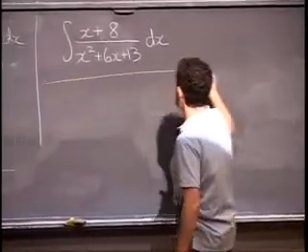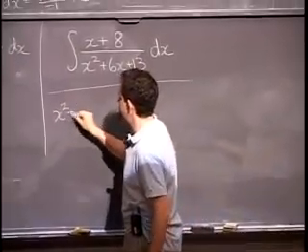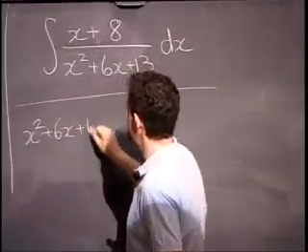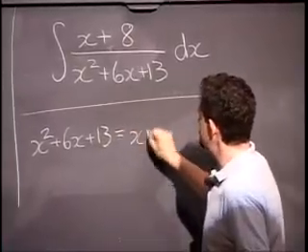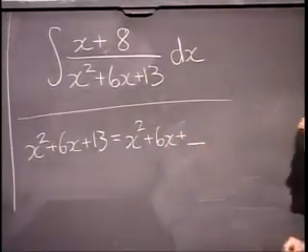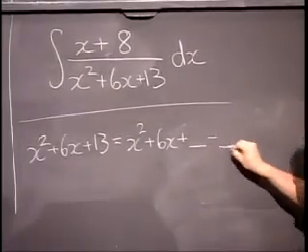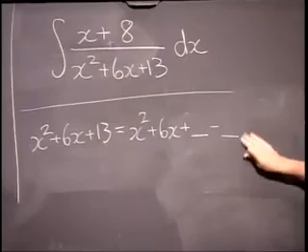So let's take a side sort of panel here. We take the denominator, x squared plus 6x plus 13, and we write it as x squared plus 6x plus something. We're going to fill in that something. And then we're going to subtract away that something again and add 13.